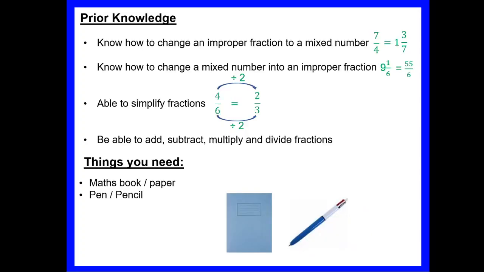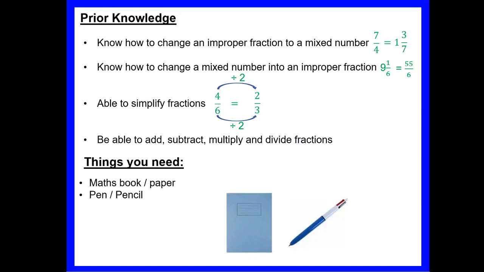So a quick prior knowledge check before we start. You should already know how to change an improper fraction to a mixed number. So 7/4 is equal to 1 3/4. And you should know how to change a mixed number into an improper fraction. So 9 1/6 would be equal to 55/6.